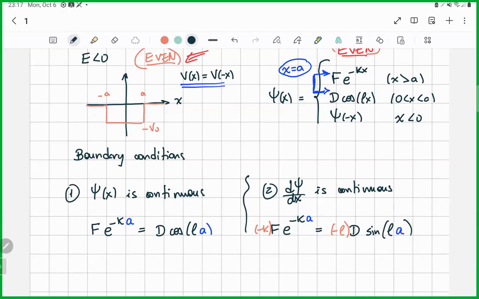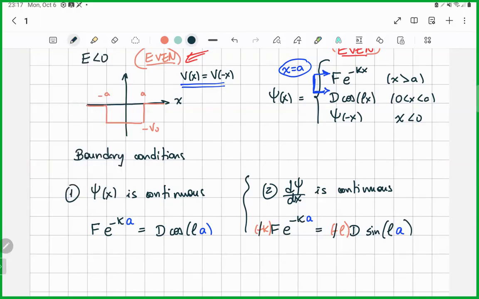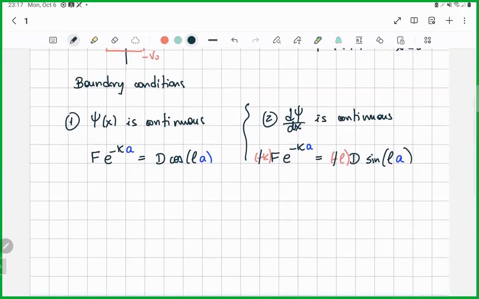What can we find? Well, first let's simplify the equation involving the derivative, because there is a minus here and a minus here, so this is gone. And now let me write these two equations, one on top of the other, to make things really explicit. I'm going to start with the equation for the second condition, which is kappa f exponential minus kappa a equal to L d sine La.